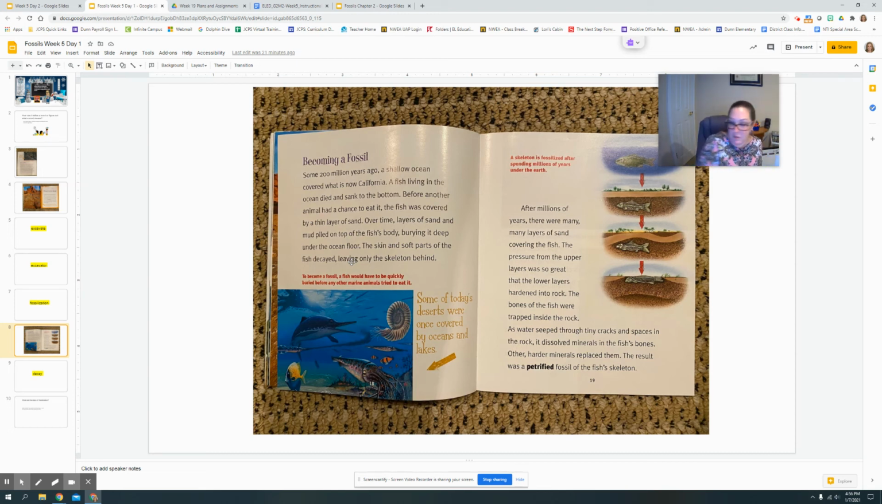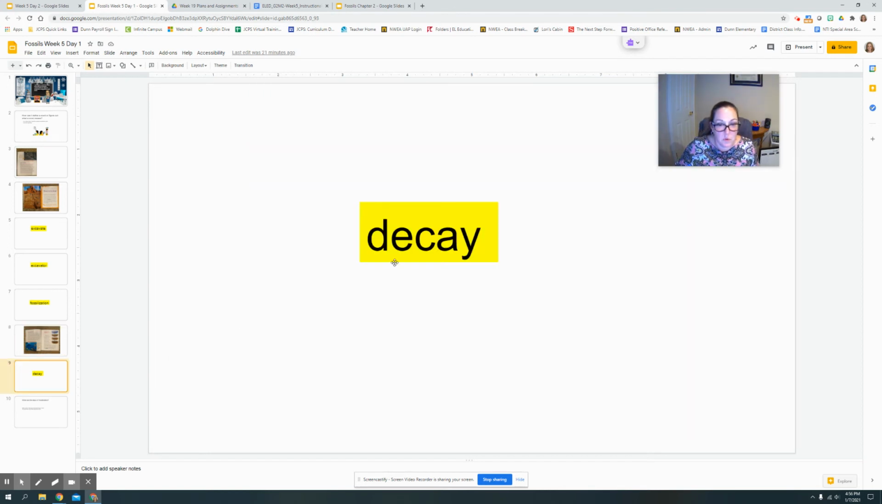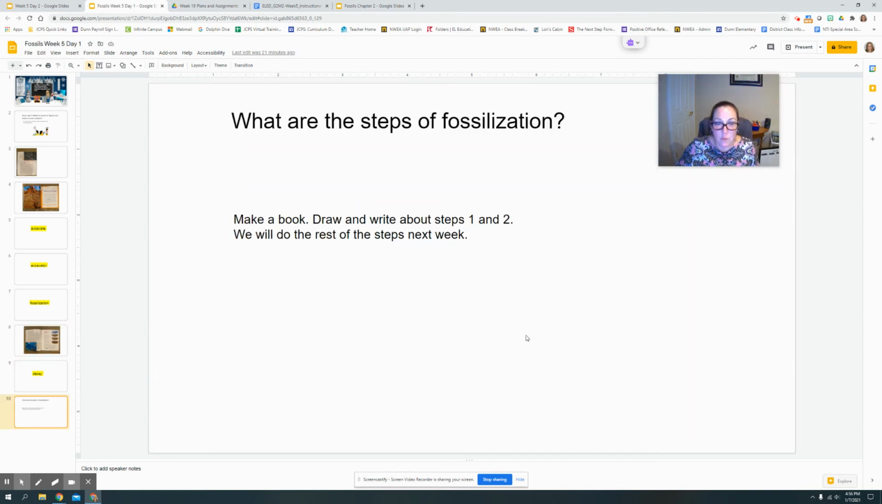Okay, so there was our word card for decay. What are the steps of fossilization? So what I think I'm going to do is I'm going to make my front cover say, The Steps of Fossilization by Mrs. Lepping. And I might even Google search an image of a fossil and draw it and try to draw it on there and use color like crayons and markers to make a nice cover.